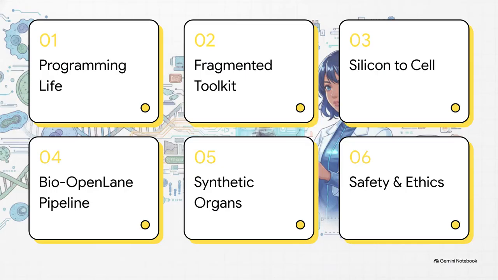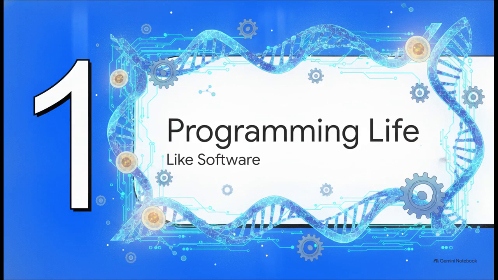Here is our roadmap for today. We'll start with programming lifelike software, move to the fragmented biology toolkit, explore the silicon-to-cell analogy, break down the Bio OpenLane pipeline, look at the roadmap to synthetic organs, and finally touch on safety, ethics, and governance. All right, part one, programming lifelike software.